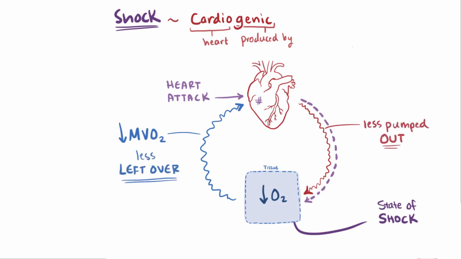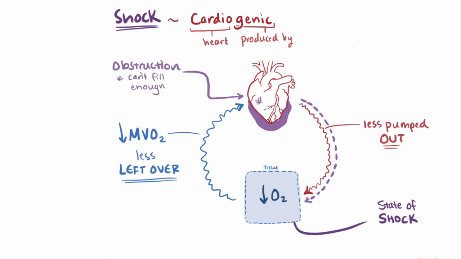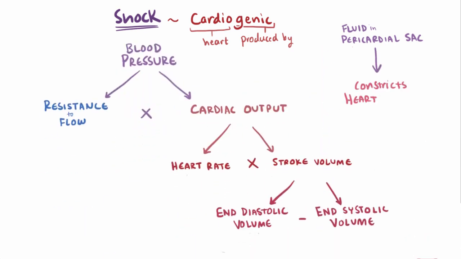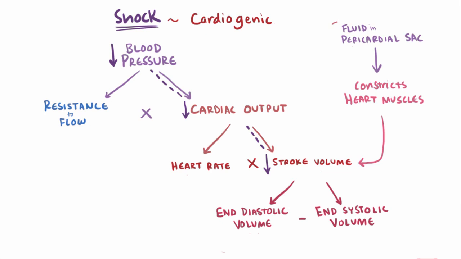Sometimes there might be an obstruction that doesn't allow the heart to fill properly with blood. For example, we might have the pericardial sac fill up with fluid from an infection, or blood from a traumatic accident like getting stabbed in the chest. If this sac fills up, it physically constricts the heart from expanding and contracting normally, and also reduces the stroke volume. This is sometimes subclassified as obstructive shock. But you can see that the cause is still due to the heart's inability to do its job, right?